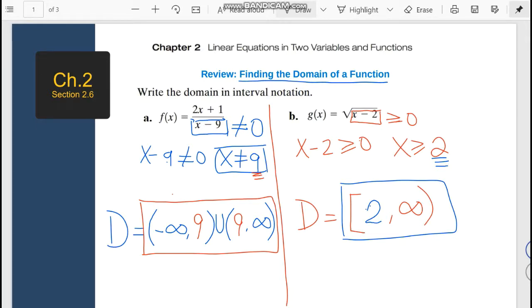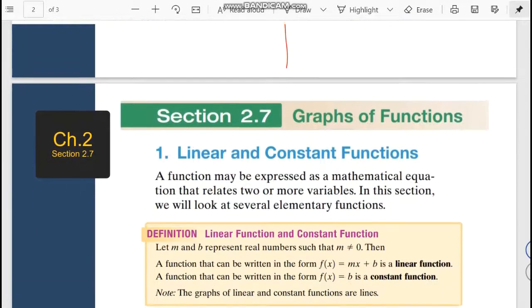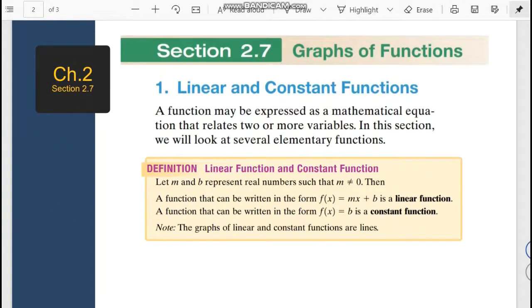But now we are going to the new topic, the new subject of today's class. We are moving from section 2.6 to section 2.7. Section 2.7, graphs of functions. And actually we will see some very familiar functions here. It's the linear function and the constant function. And maybe you're going to remember this from a couple of weeks ago.